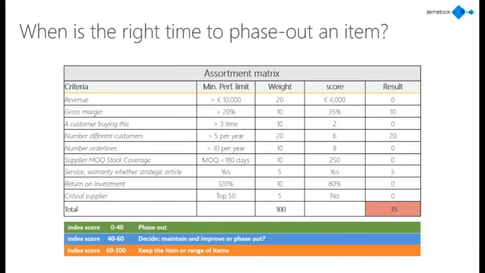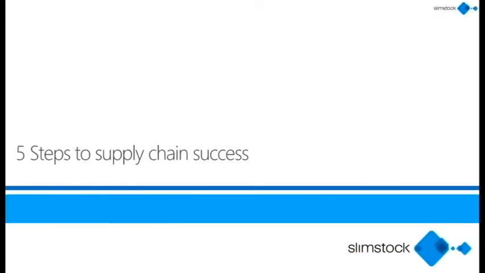The middle range would involve a decision as part of your S&OP process, and the planning of that is whether you maintain and try to improve that item, or phase it out. And if something is in the higher index score, keep the item or keep that product range within your portfolio.